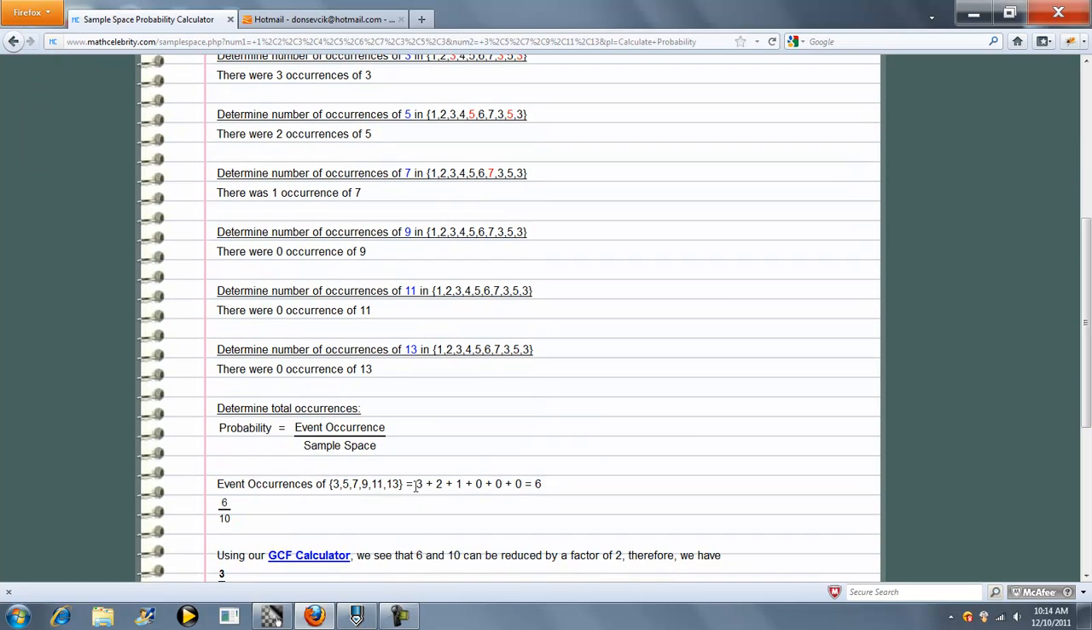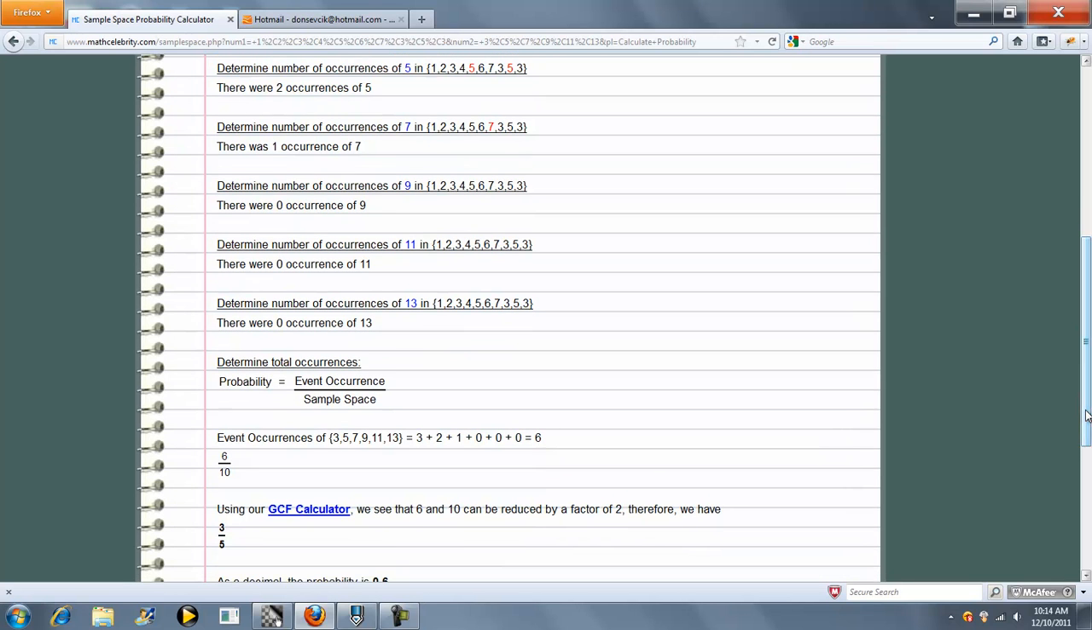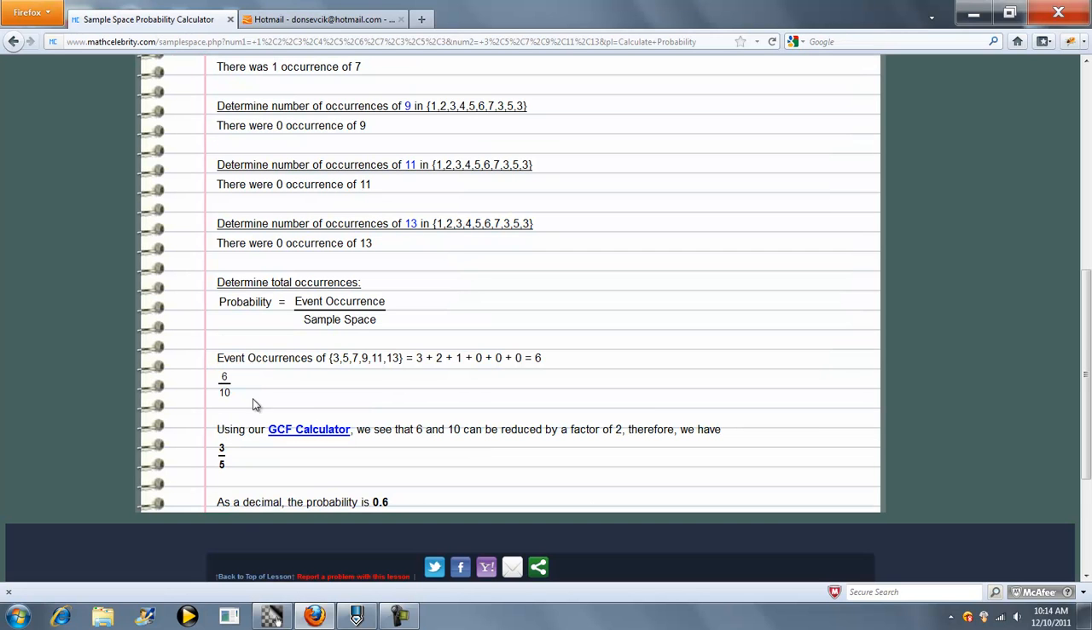What it does is add up all the occurrences and then divide by the number of items in your sample space, which in this case is 10. If the fraction can be simplified, which in this case it can, we link to our GCF calculator.